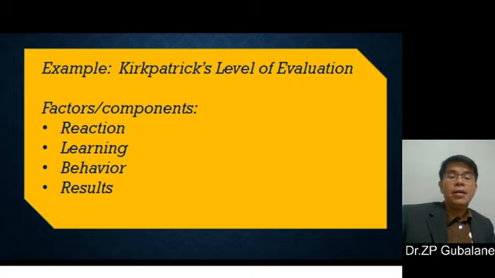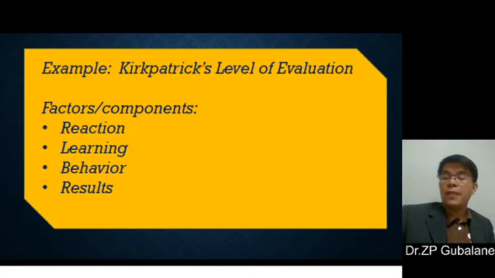Another is learning level assessment or evaluation. Here, we can assess, for example, to what extent the participants or employees attending the seminar have increased their learning in terms of knowledge and skills. The next level is behavior evaluation: how the training program affects their behavior.